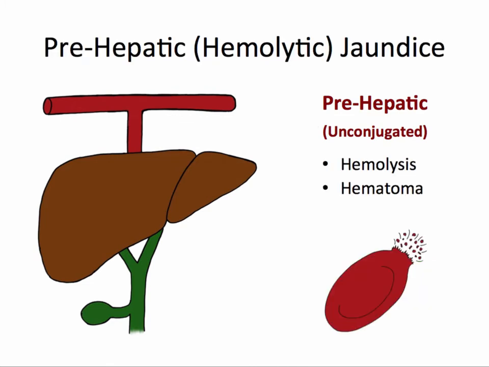Pre-hepatic jaundice, sometimes referred to as hemolytic jaundice, primarily involves unconjugated bilirubin. This comes from excessive hemolysis or hematomas. Essentially, if you have increased red blood cell breakdown, you'll have an increase in unconjugated bilirubin.